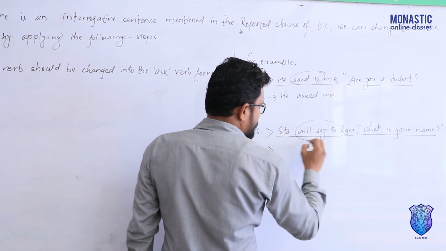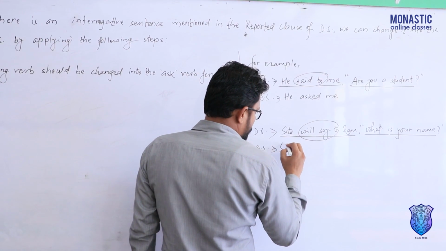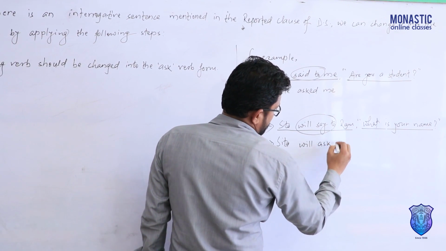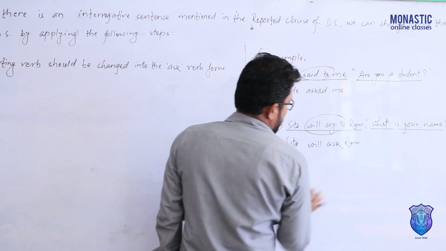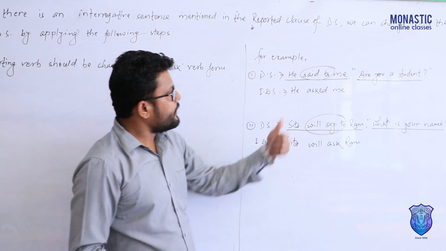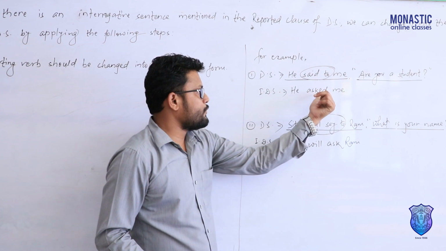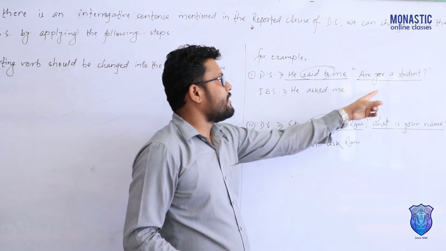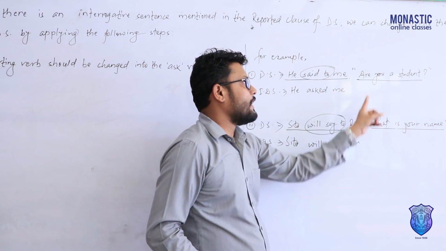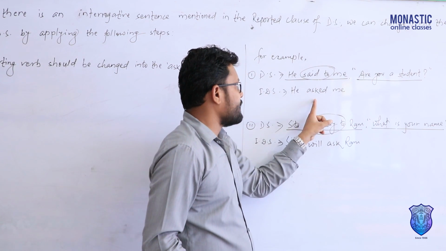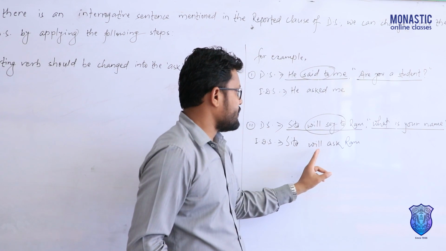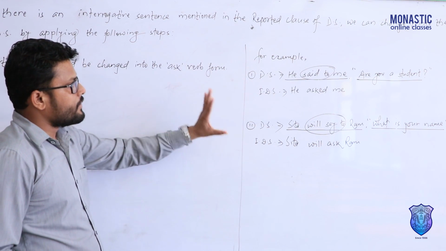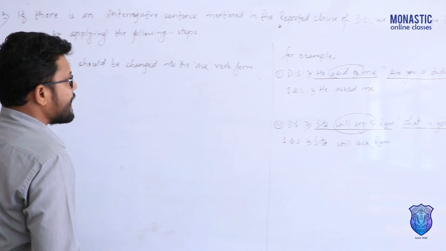In the second example, the reporting verb "will say to" is in future. So we need to write here "Sita will ask Ram." So according to the tense of the reporting verb, you should change the reporting verb into the ask verb when you find that there is an interrogative sentence mentioned in the reported clause of DS. So the first attack is upon the reporting clause, and it should be changed into the ask verb, following the tense of the reporting verb.